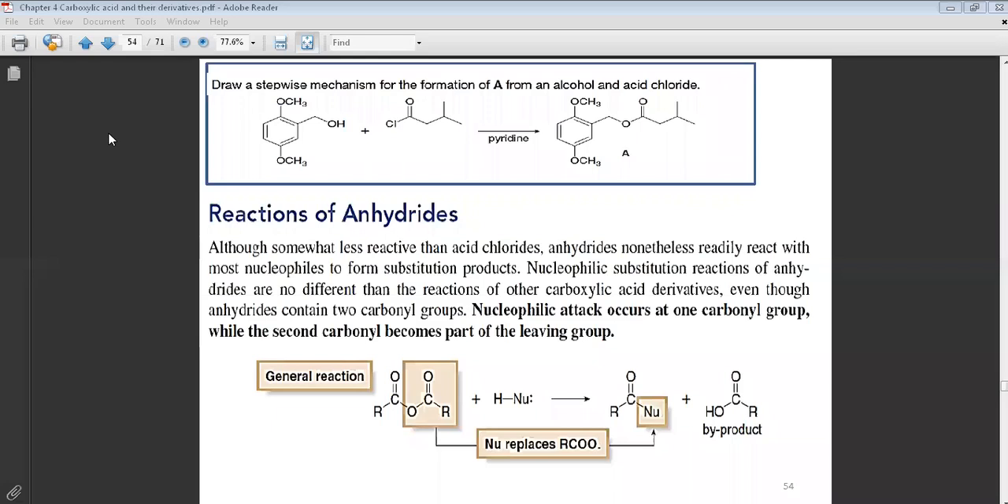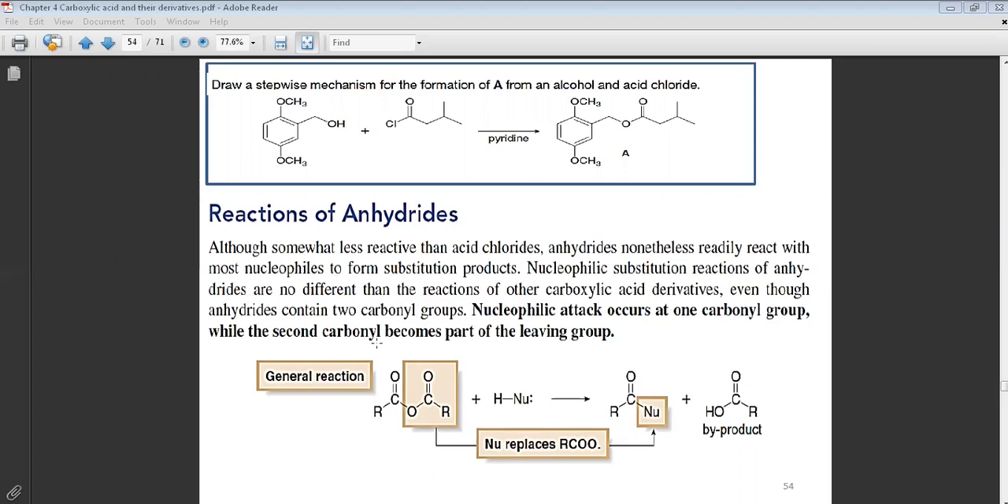The lecture today is about the reactions of anhydride. He said the less reactive one can be prepared from the more reactive one. The less reactive one can be prepared from the acid chloride, because the acid chloride is the most reactive carboxylic acid derivative. Anhydride readily reacts with most nucleophiles to form substitution products.